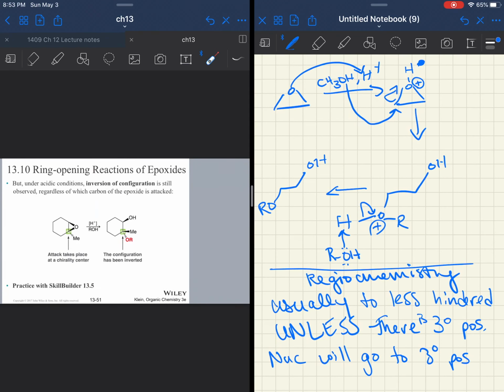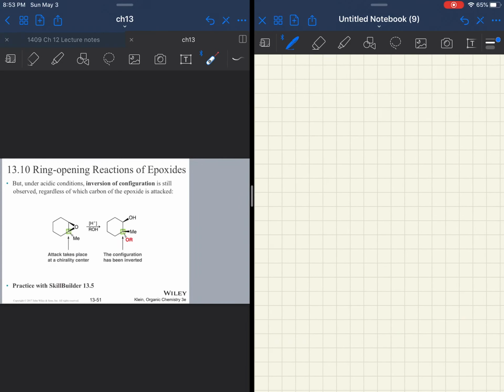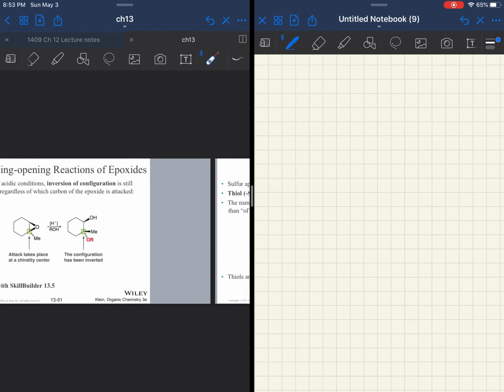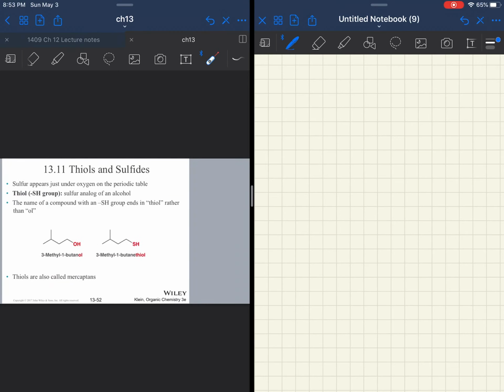You need to practice these. You're absolutely going to see questions about epoxides and ring openings on the final. But we are so close to being done. We're just going to do a little bit of naming here for thiols and sulfides.